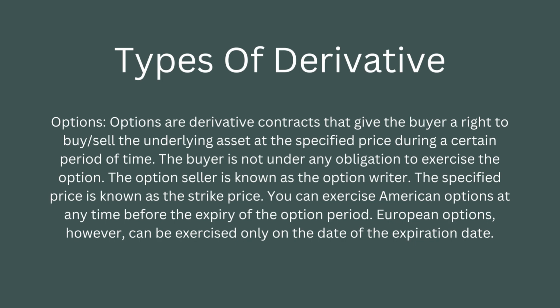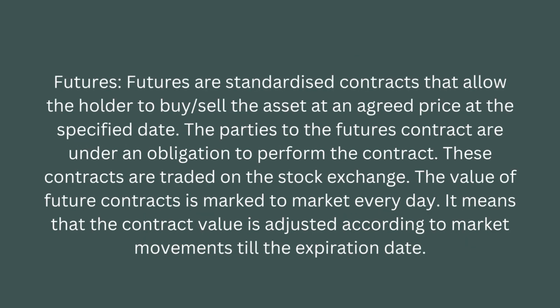And you have futures. Futures are standardized contracts that allow the holder to buy or sell the asset at an agreed price at the specified date. The parties to the future contract are under an obligation to perform the contract. These contracts are traded on the stock exchange. The value of the future contract is marked to market every day. It means that the contract values are adjusted according to the market movements till the expiration date.